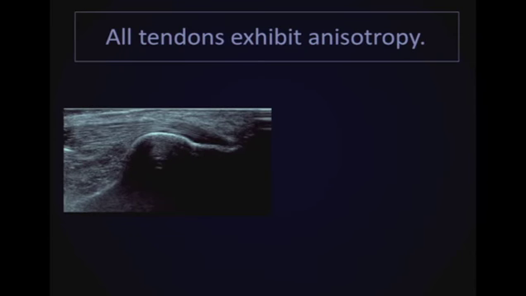Now, I alluded to this earlier, but all tendons exhibit anisotropy, and knowledge of that will help you in distinguishing anisotropy from true pathology. Here is an Achilles tendon. You can see the fine fibrillar structure, fine parallel echogenic lines that are the collagen fibrils, and this drop in echogenicity as the tendon curves and is no longer perpendicular to the transducer. This can typically be seen in tendons at the insertion, especially in the Achilles tendon.